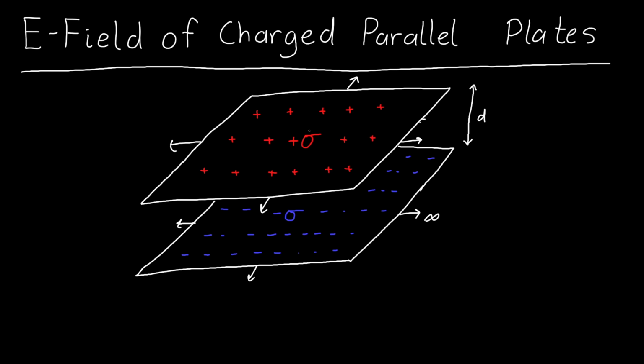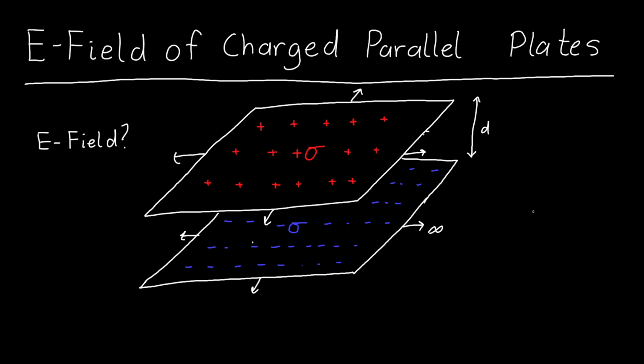So these plates, the top one has a charge density of plus sigma. The bottom one has a charge density of minus sigma. So the top one is positive, the bottom one is negative. They're the same magnitude. And these plates are a distance d apart from each other, and they are infinite in every direction. Now the question is, what is the electric field between these two plates, and how do we find it? So how do we solve this problem?